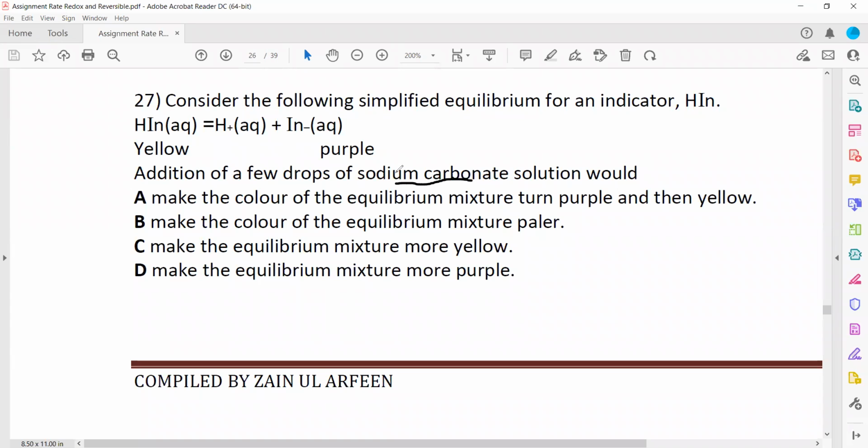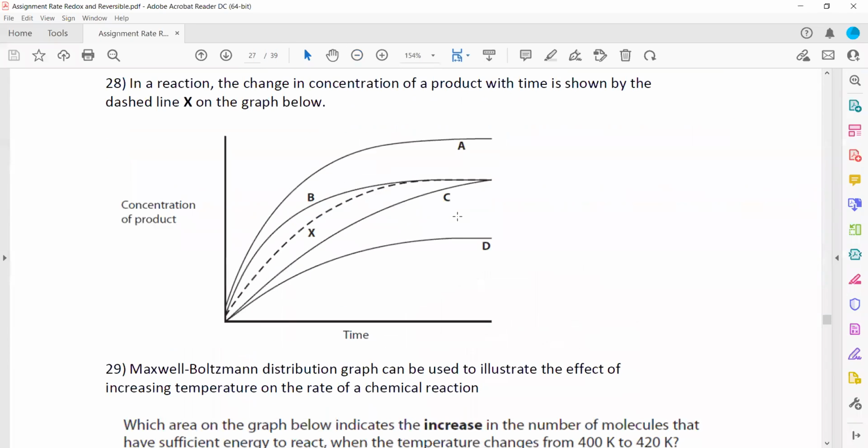As carbonate can react with acid, and acid means H plus, the amount of hydrogen ions in the mixture decreases. As the amount of hydrogen ions decreases, the equilibrium will shift towards the right-hand side. As the equilibrium shifts towards the right-hand side, we will get more purple color. That's why D should be the right answer. Is it clear? Question 27. It is important that you identify which reagent in the mixture will react with the chemical added.